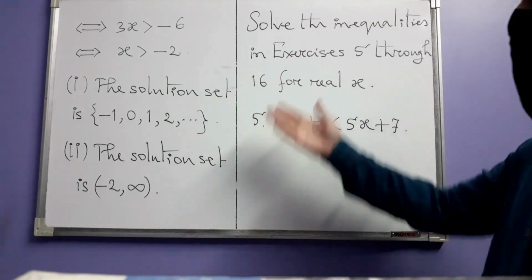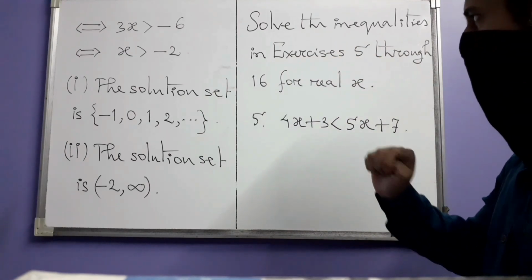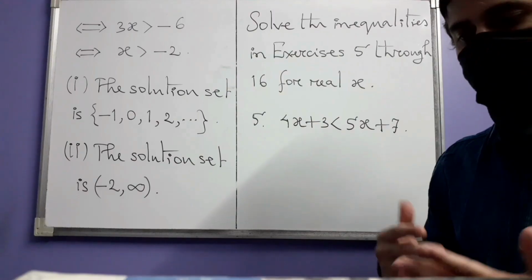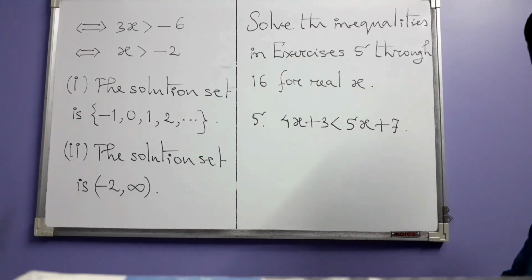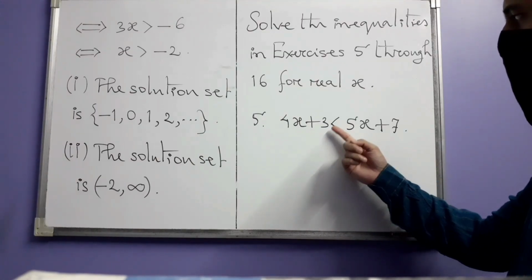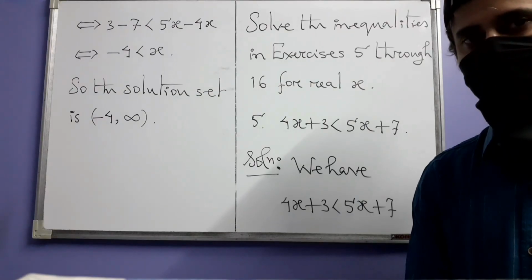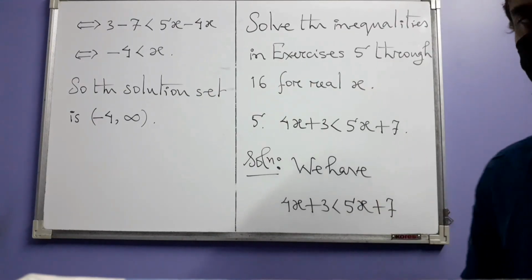Next, solve the inequalities in exercises 5 through 16 for real x. That means now there is no restriction that x has to be an integer or a natural number. x is just a real number. And the fifth one is this: 4x plus 3 less than 5x plus 7. So we consider the inequality 4x plus 3 less than 5x plus 7.